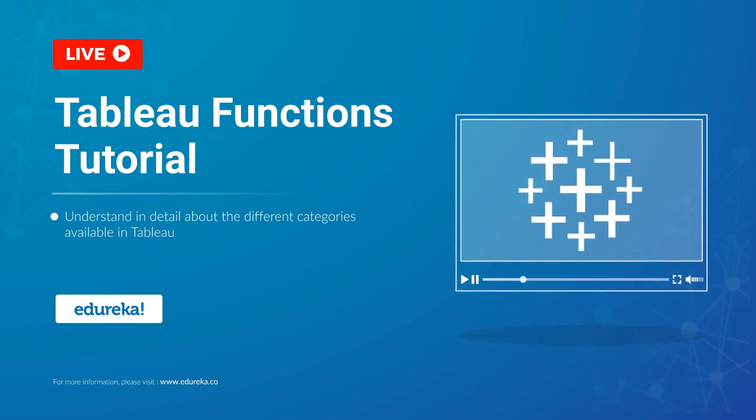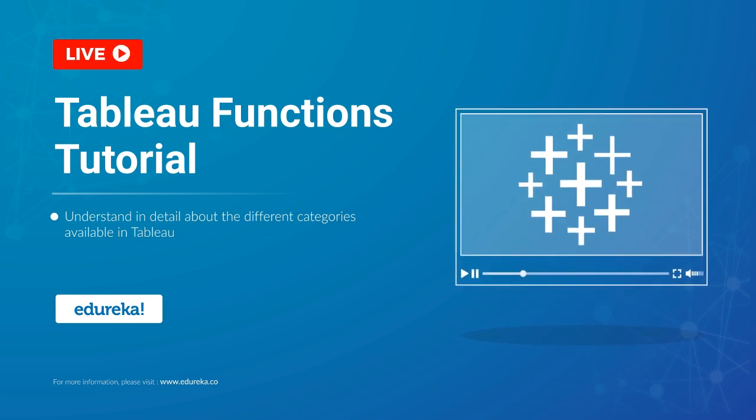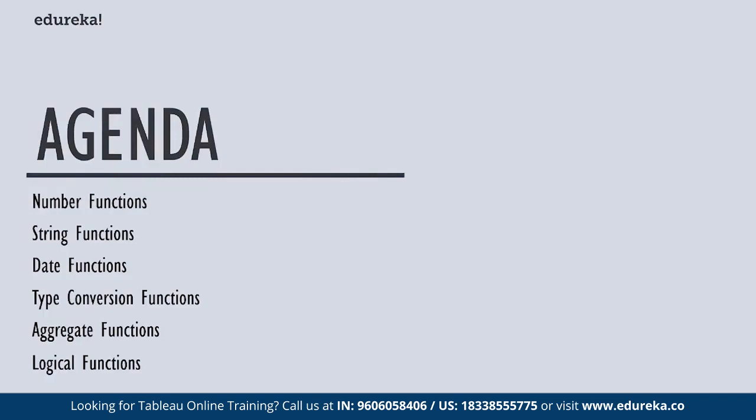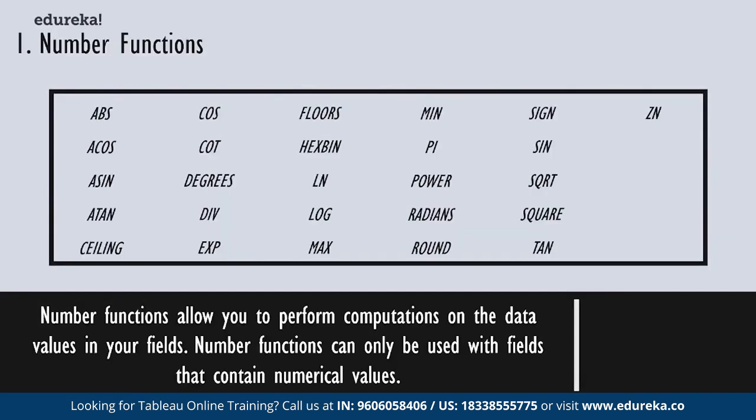Now, in Tableau, a user can use different types of built-in functions which can be applied to the following kinds of parameters. So before we begin, let's look at the different categories in which we are going to be using these Tableau functions. So we have your number functions, followed by string functions, then we have date functions, type conversion, aggregate functions, and finally we have logical functions. So without much ado, let's get straight into the module.